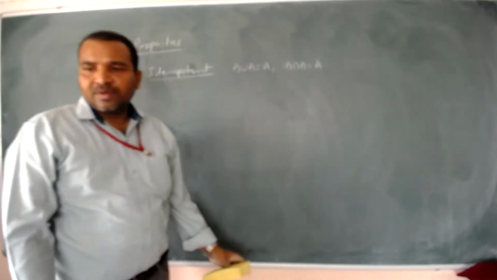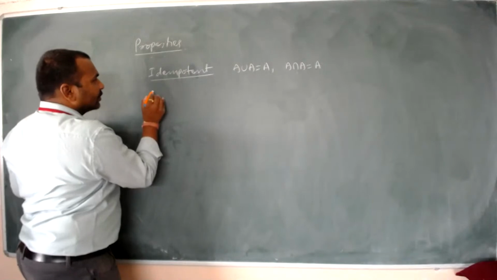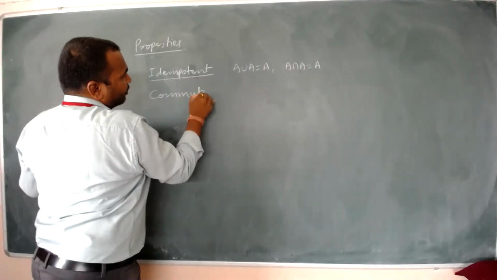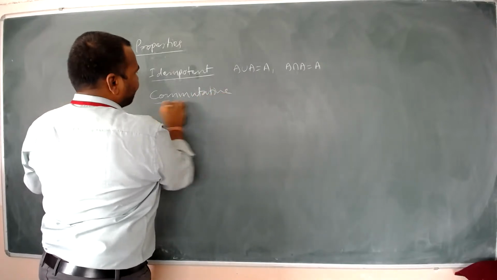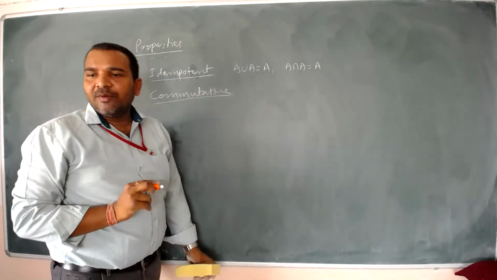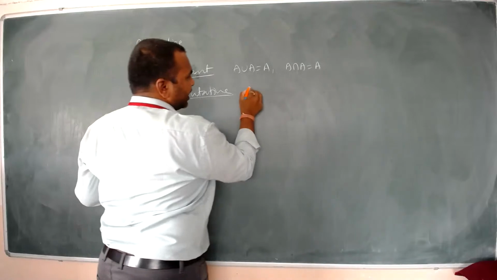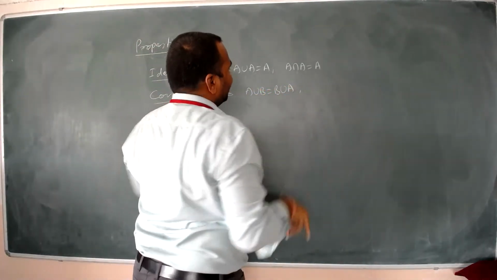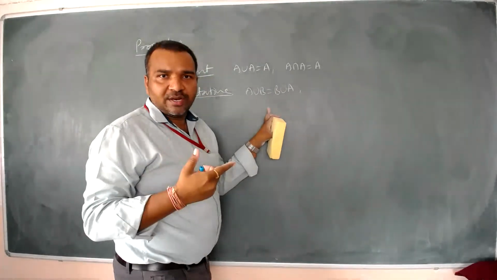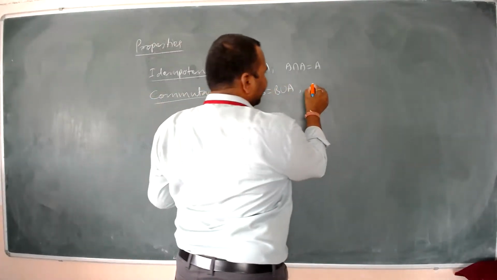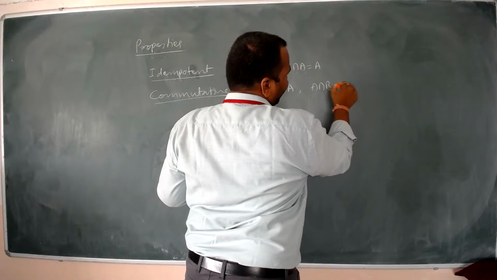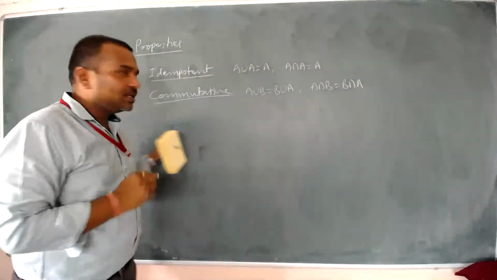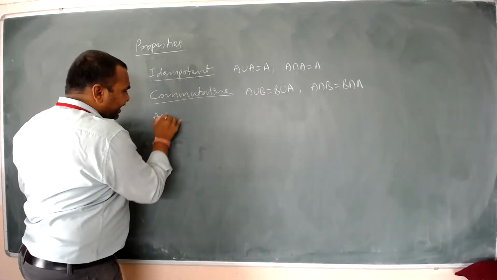Okay. Next, commutative. What is the commutative property? A union B is equal to B union A. It is the commutative property in union, the operation union. Same in intersection also: A intersection B equal to B intersection A. Clear?